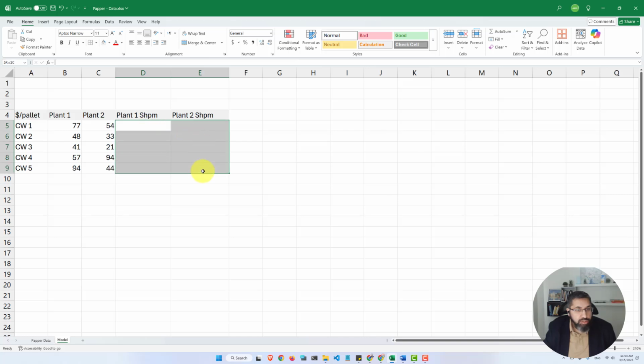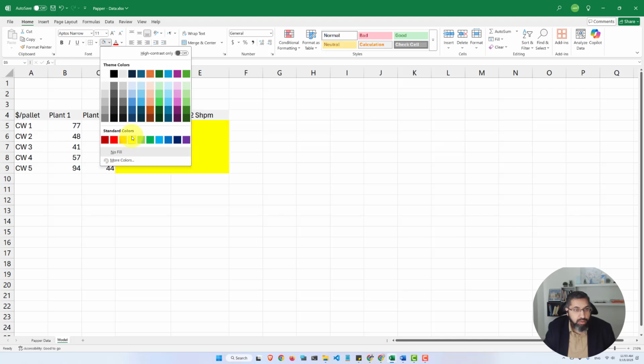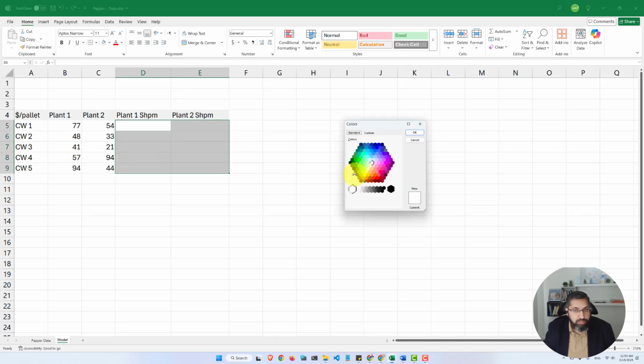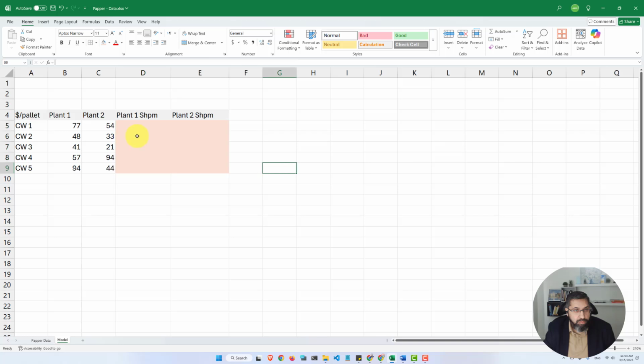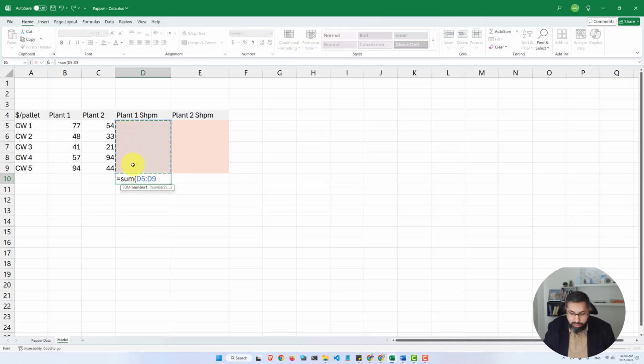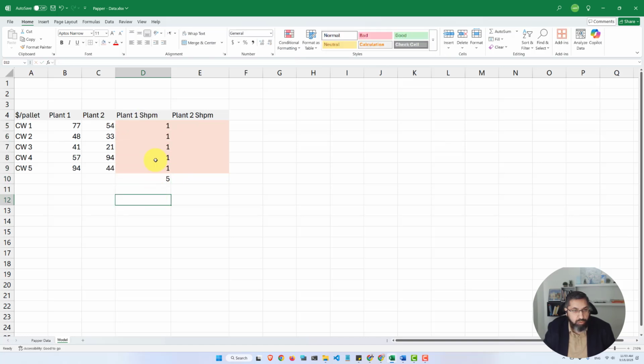Okay, so these will be my decision variables here. So I'm going to color them orange. Each of these cells will contain how much product is being shipped from this plant to this central warehouse and so forth. Now, if I add up this total, that's all of what plant 1 ships. So I can do a sum of these cells, and I can see if I ship 1 and 1 and 1 and 1 and 1, I ship 5 total, right? So that's working. That's total shipped.